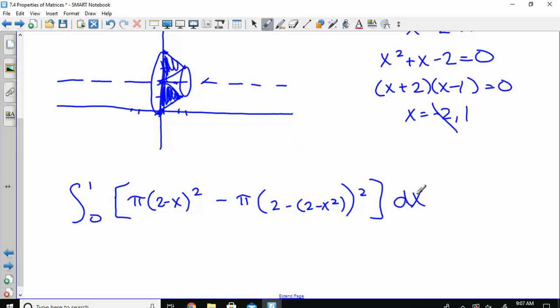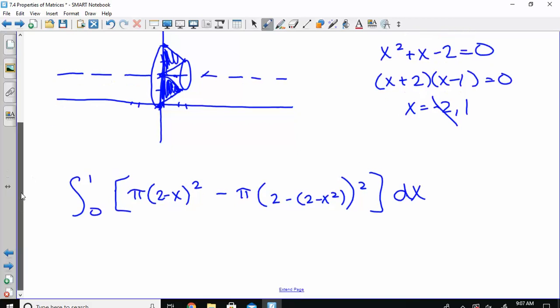Okay, the difference you notice on the last one, we added 1 to our radius, and this time we're subtracting. The difference is on the last one, we were rotating around a negative line, so subtracting a negative is like adding. That's why we have that slight difference there. Are there any questions on how I set this up?